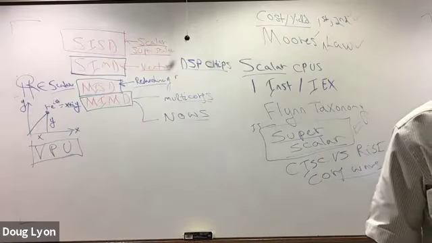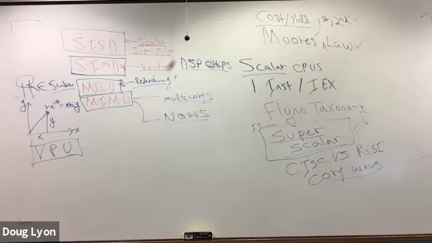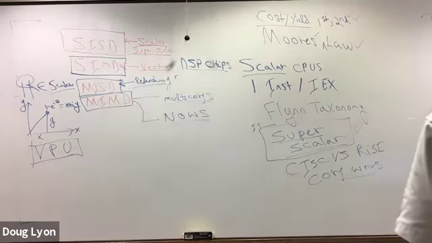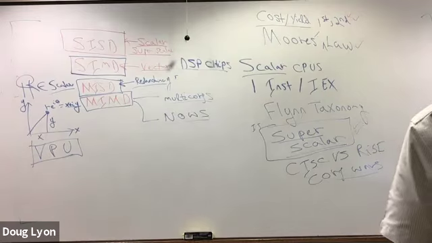So that kind of summarizes the architecture. We got the Flynn taxonomy, superscalar. We talked a little bit about CISC versus RISC. And we talked about the core wars last time. So that got us pretty far. I think that's pretty good. What do you think? Any questions?